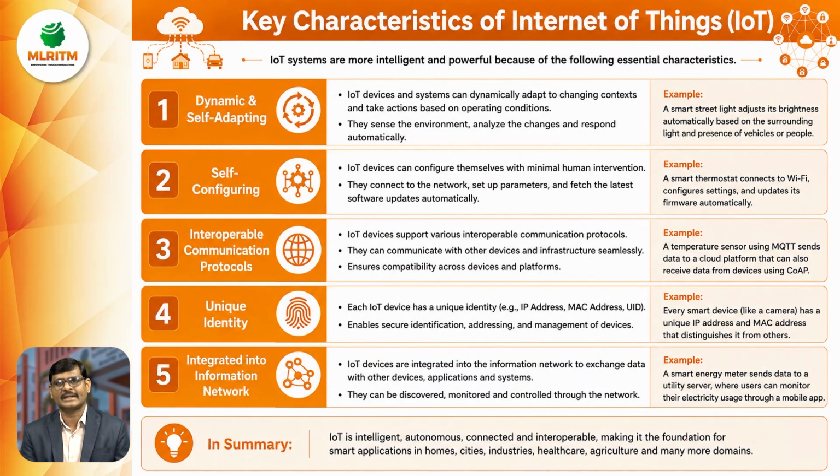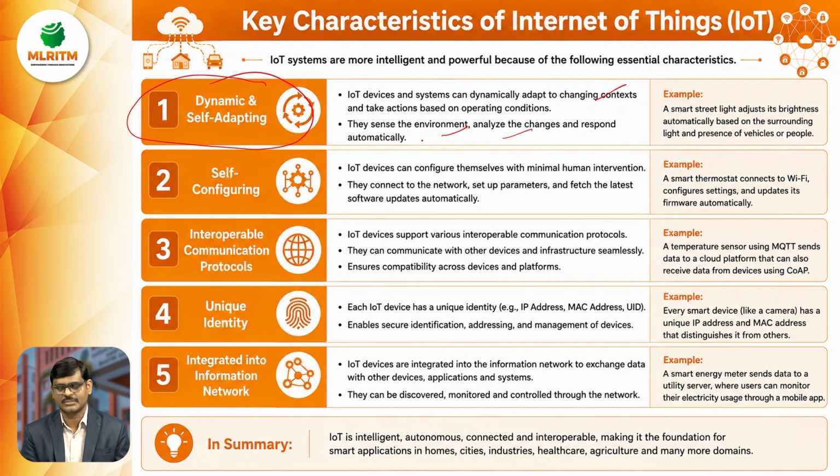So what are the key characteristics of the Internet of Things? IoT systems are more intelligent and powerful because of the following essential characteristics. IoT systems are dynamic and self-adaptive, which means that IoT devices and systems can dynamically adapt to changes in context and take action based on operating conditions. They sense the environment, analyze the changes, and respond automatically.